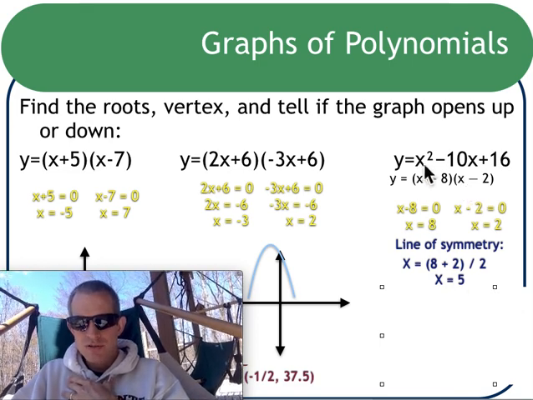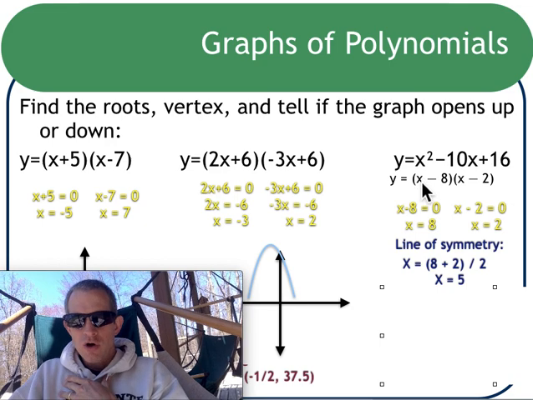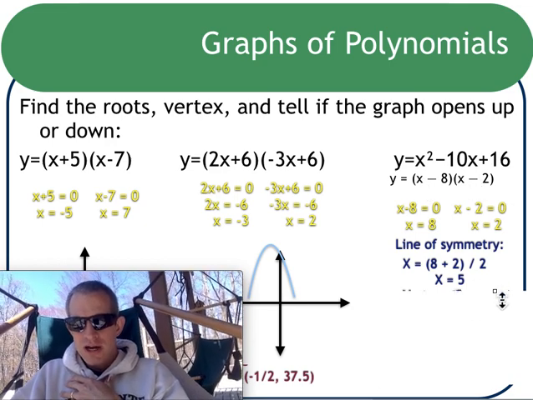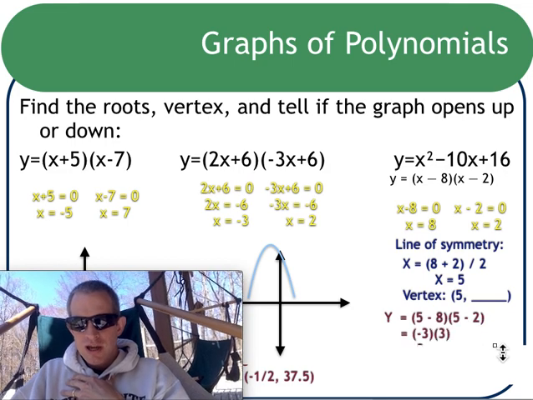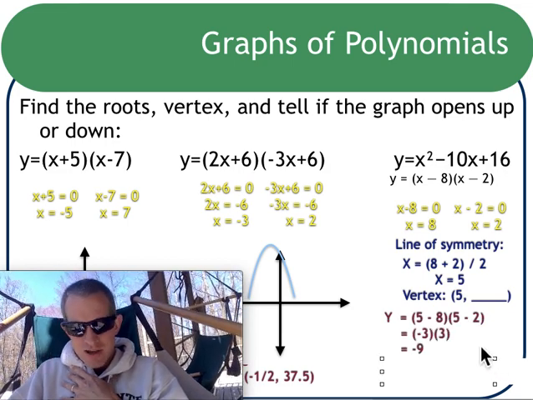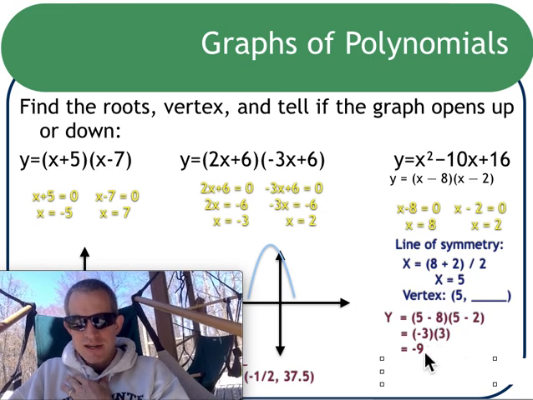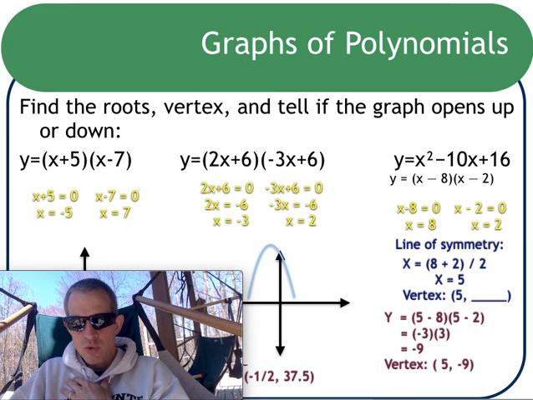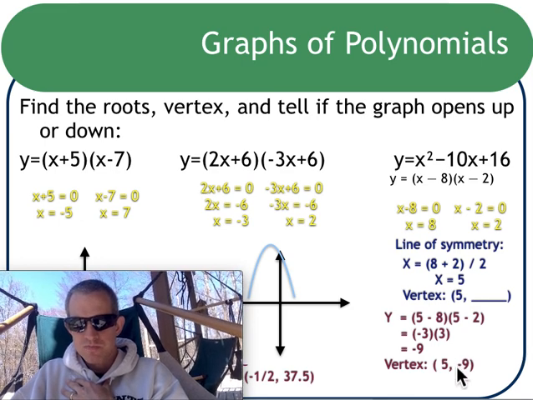Here you have a choice. You could put a 5 into this formula or into this formula. Both of those should give you the same value. I chose to put it into the factored form because, frankly, I think it's easier to work with. And that gives me a -3 times 3, or a -9 for the lowest point that this vertex goes.